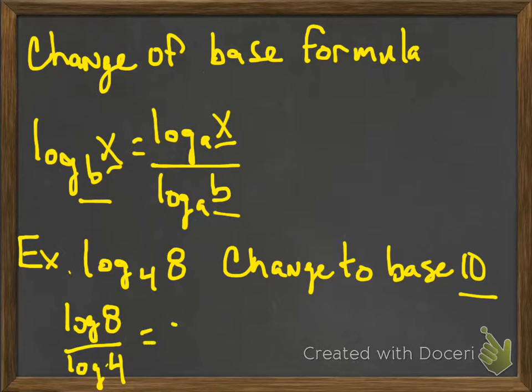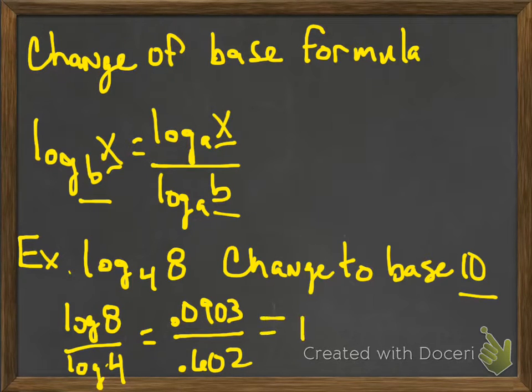So when you did that, and again, this was something that we used to have to do because we would do this by hand, we would be able to pull up that off a log table and get 0.903 for log 8 and 0.602 for log 4. Divide those two and you get 1.5.